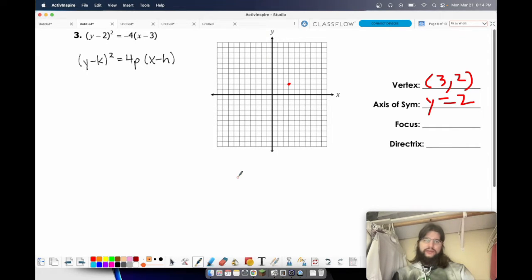The focus. For that, we need to figure out what p is. So, -4 equals 4p. -1 is equal to p. So it's going to open to the left. Okay, this one's got a negative p value, so that's going to open to the left. One unit in gets me my focus. 1 unit out, that's what my directrix is going through.